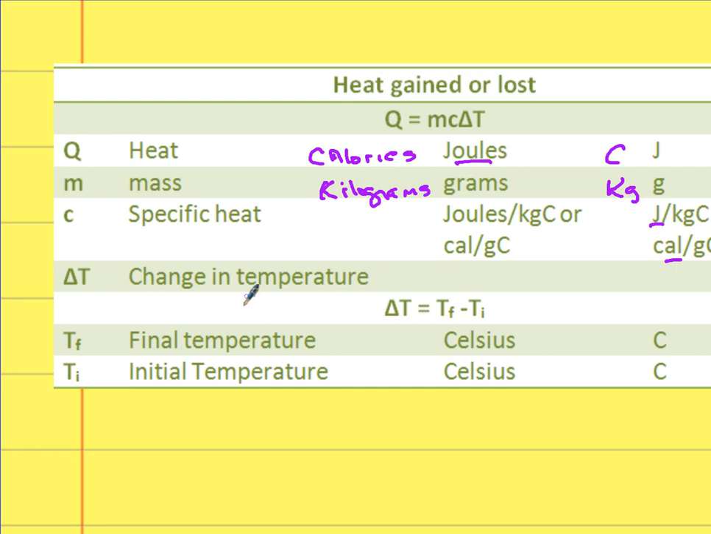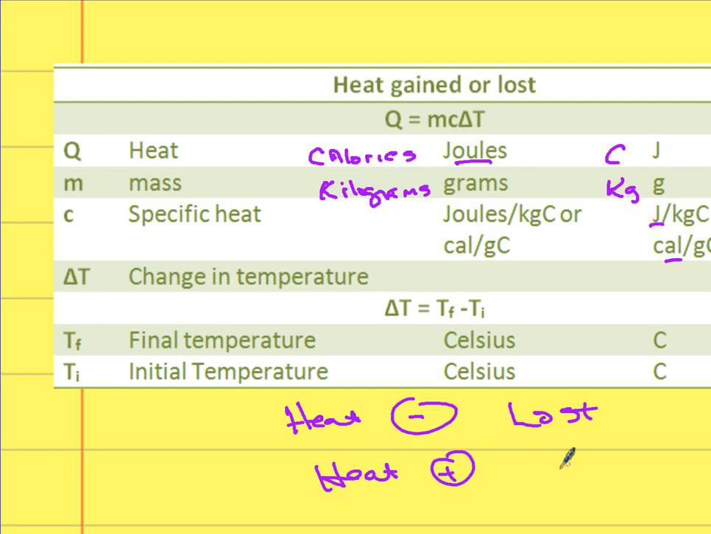Now, change in temperature is, remember, T final minus T initial. Change in temperature can be negative. Think about what this means. If the final temperature is less than the initial temperature, then the temperature goes down, the change in temperature is negative, and that tells you that my heat will be negative. When heat is negative, that means you've lost heat. When heat is positive, it means you've gained. Kind of makes sense.